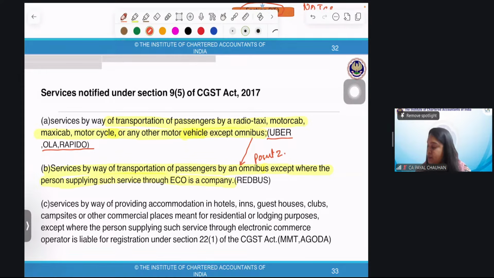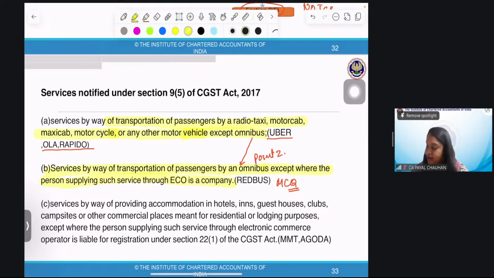If I make an MCQ, are you people able to write it? I am A Limited. I'm providing omnibus service through an e-commerce operator. Is the TCS provision applicable? I'm A. Yes, yes, they are applicable.